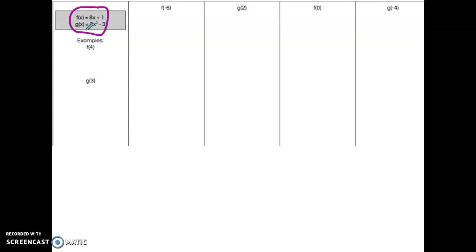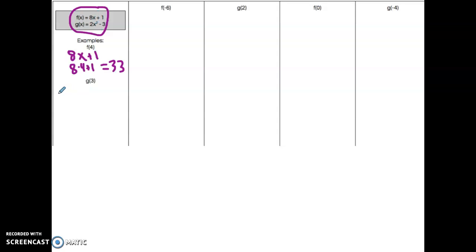This letter tells you what function to use, so I'm using the f function, which is 8x plus 1. Now what's in parentheses is going to tell you what to replace your variable with. In this case, it wants your variable x to be 4 instead. So instead of 8 times x, I'm going to do 8 times 4 plus 1, and then I'll just solve this like regular. 8 times 4 is 32, plus 1 is 33.